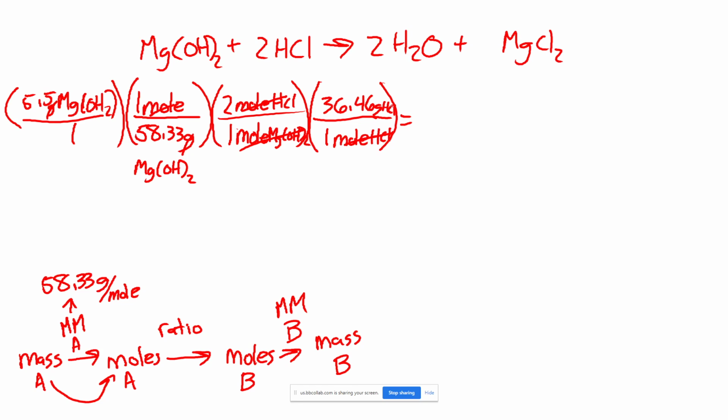And if I do all the math here, I'm going to take all the numbers on the top of the fractions and multiply those together, and then divide by everything on the bottom, which is just one thing there. So 5.5 divided by 58.33 times 2 times 36.46. My milk of magnesia there would neutralize almost 7 grams of HCl.